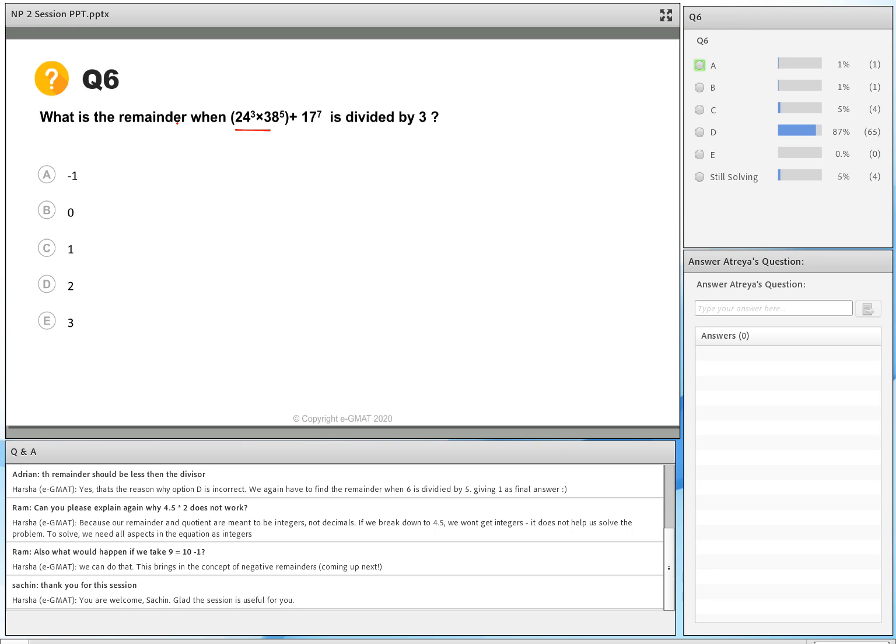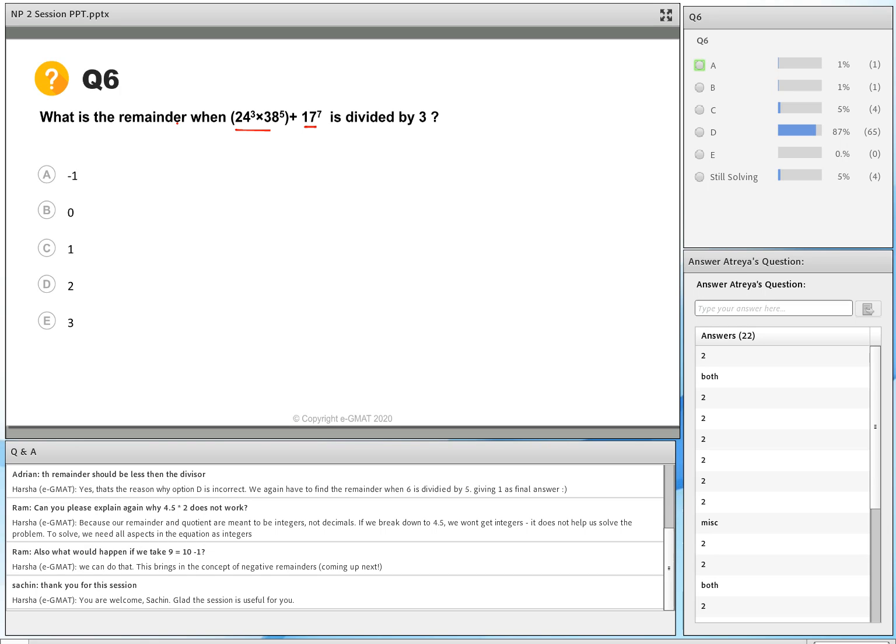I need to calculate the remainder when 24 to the power 38 times 24 to the power 3 times 38 to the power 5 plus 17 to the power 7 is divided by 3. So very quickly in the short answer poll, sequence 1 or sequence 2? Miscellaneous, because I have both product and addition, right? Very good. But essentially I'll go with sequence 2, because sequence 2 at fair cases is always very easy. But yes, I definitely like the way you thought over there.